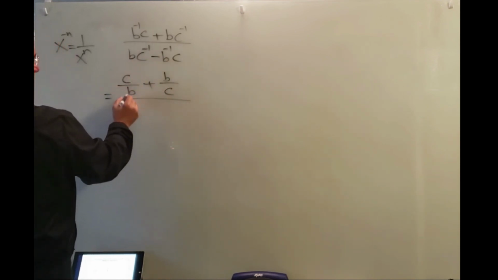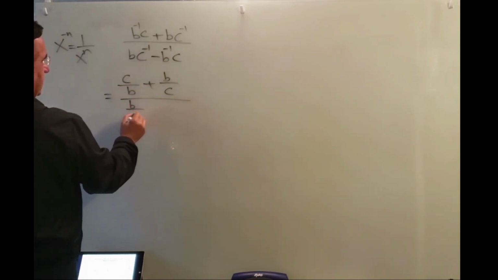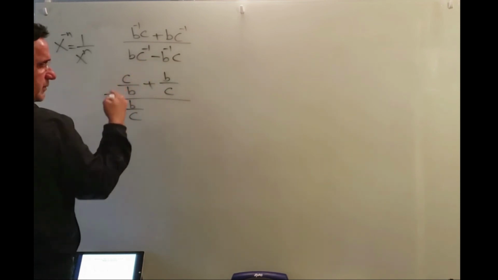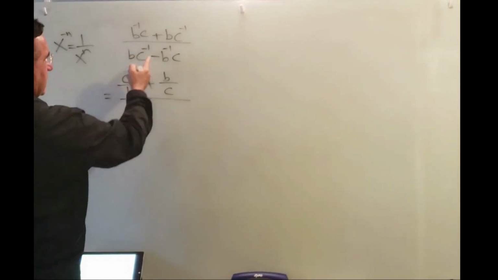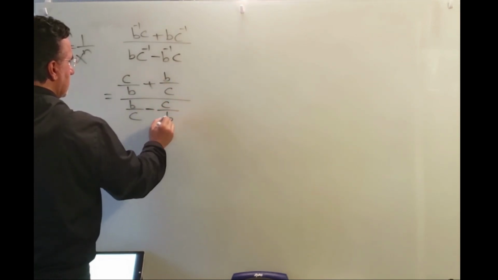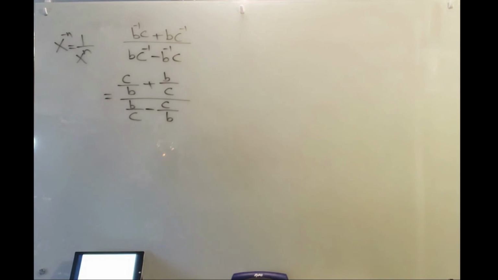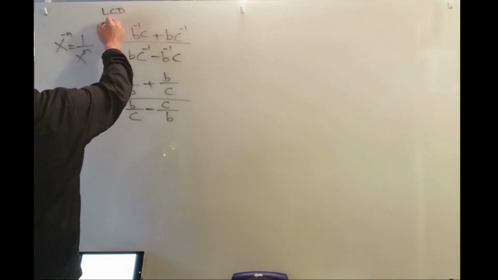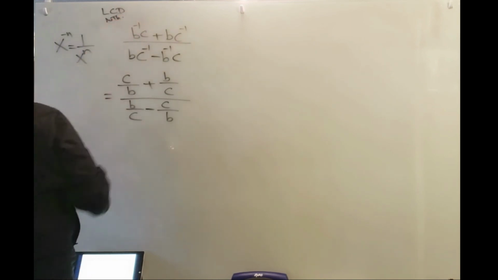Downstairs, we get b over c. Remember, this one goes down, becomes c to the 1, which is just c. And then minus c over b. Okay, remember I told you I'm just going to do this using the LCD method, right?